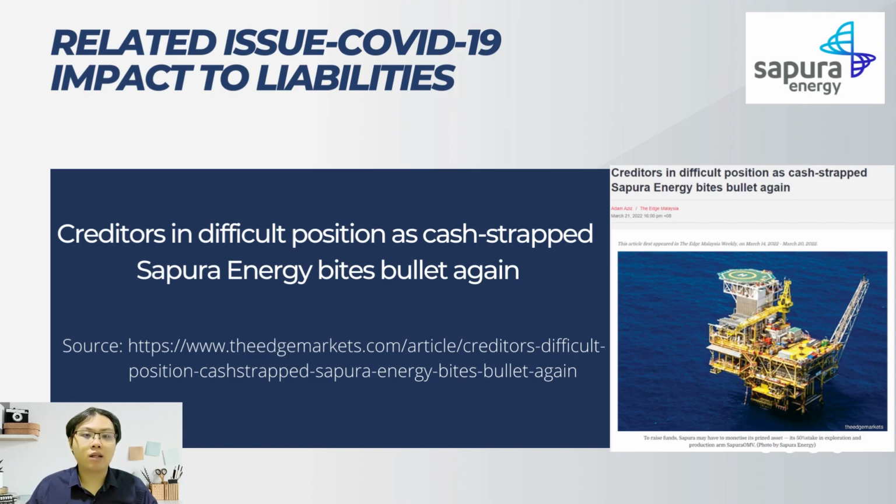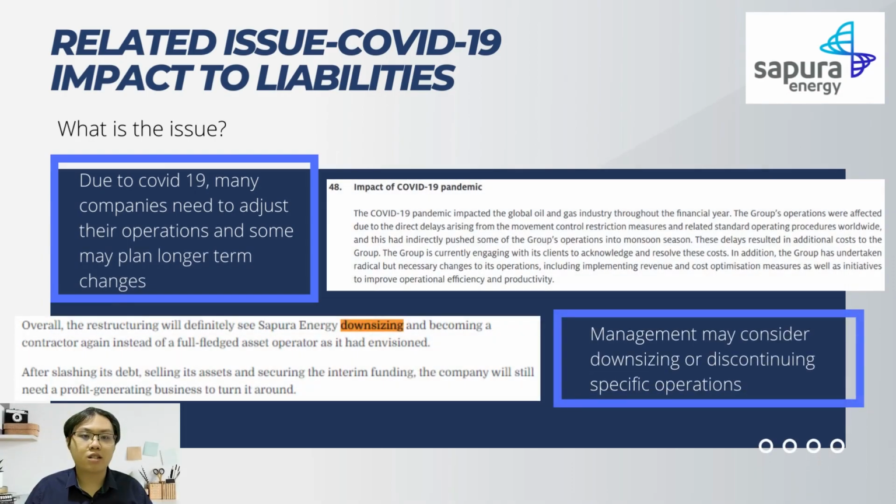This article is related to the impact of COVID-19 brings to the company's liabilities. So, what is the issue? Due to COVID-19, many companies need to adjust their operations, and some may plan longer-term changes, including Sapura Energy.